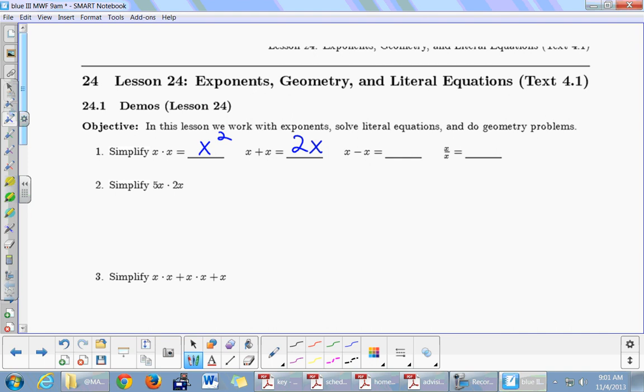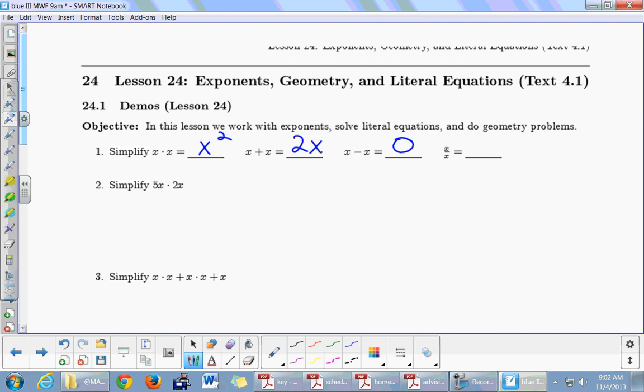How about the next one? X minus x. Is it negative x? Is it 0? Undefined? You've given me like 3 different answers. Olivia has stronger feelings towards 0 than any of the other answers. What do we think? X minus x. 0, right? You're subtracting something from itself. We get 0.